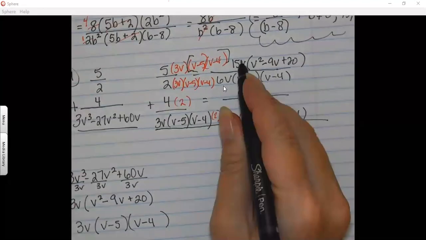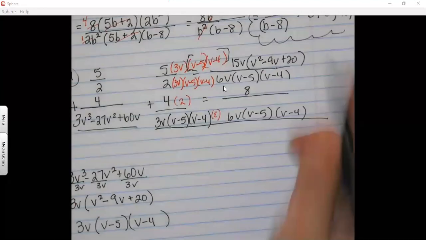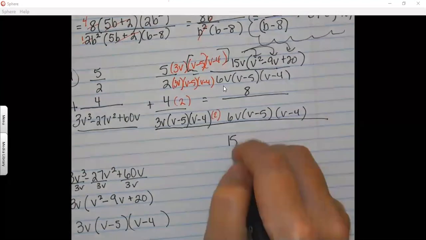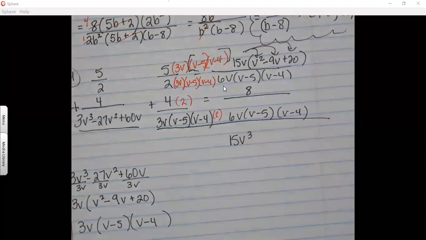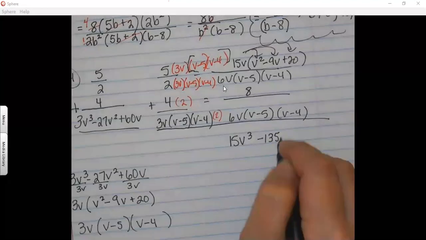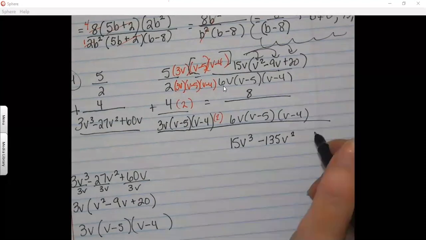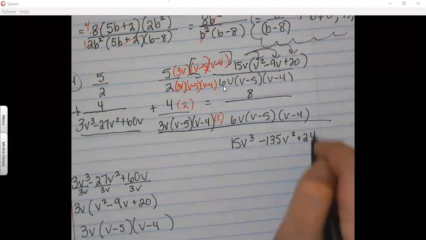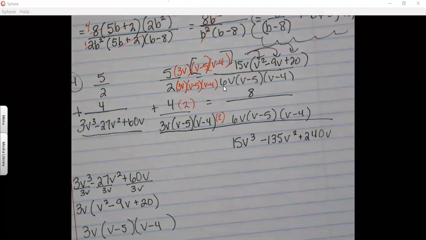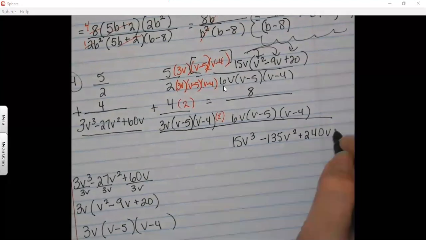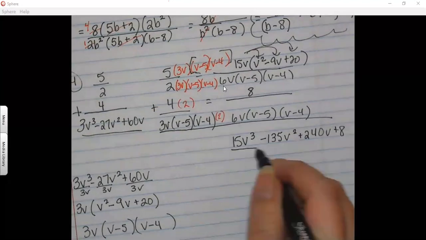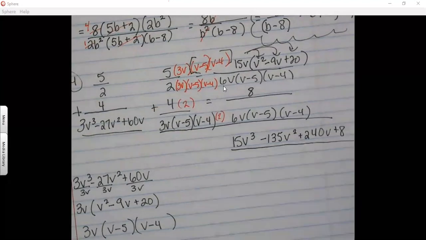So that's going to be 15v cubed minus 135v squared plus 240v, and then our denominator, we got to add that 8, not denominator, the numerator of the bottom fraction, all over 6v times v minus 5 times v minus 4.